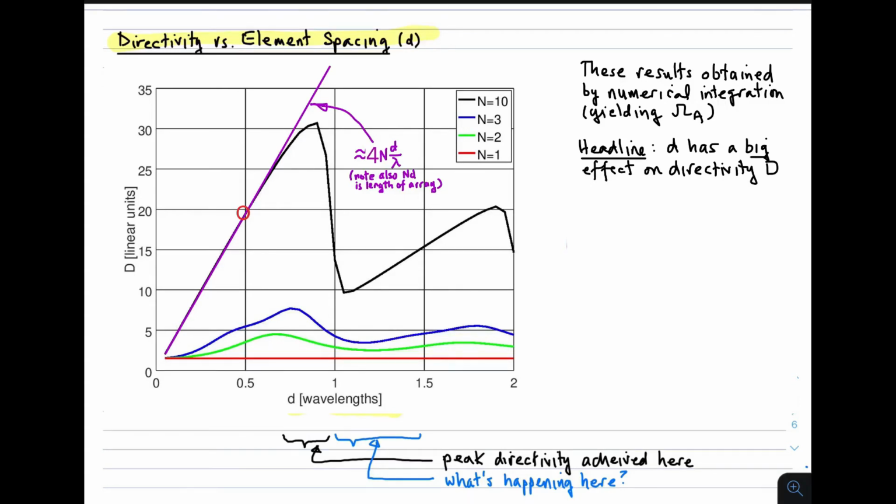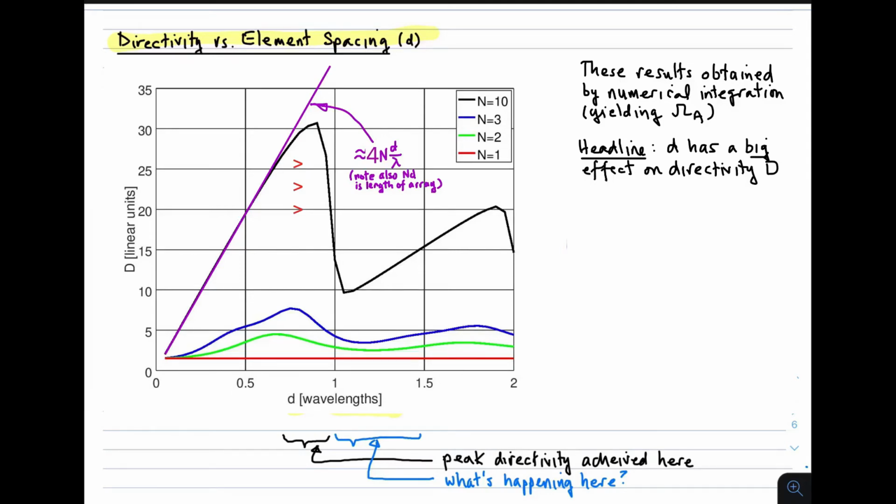Now what you see is that regardless of the number of elements, the directivity increases with increasing spacing at least through 1/2 wavelength. But then, and this is most clearly seen for n equals 10, and that is large number of elements, the directivity continues to increase to some threshold amount and then collapses. And we see that is the same trend regardless of the number of elements in the array.